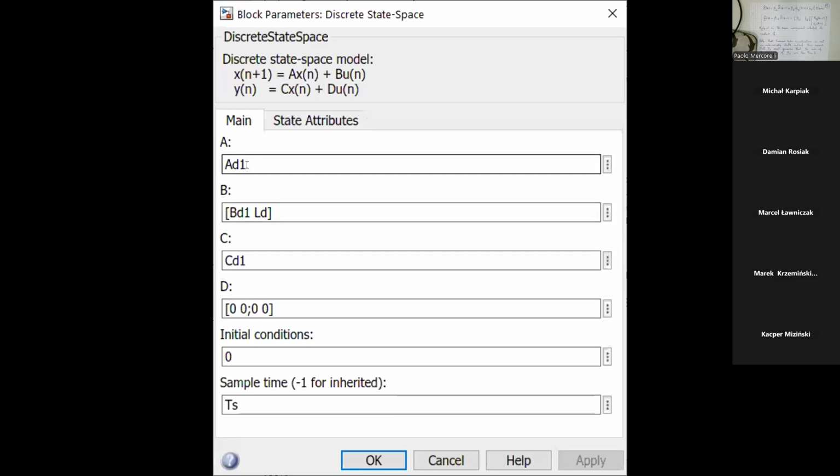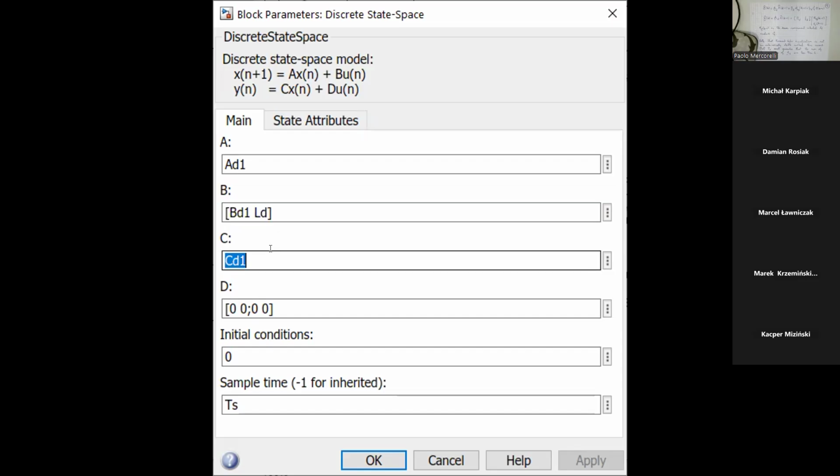We have AD1, which is the name, if I remember well, of the discretized matrix. I assume that I know perfectly the system. No? If I don't assume, we have to modify the observer. Look here. Now we can understand this form BDLD. BD is in a column, LD is in a column, because in the input we have a vector with two components. The voltage, which we multiply by BD1, and the error, which we multiply by LD.